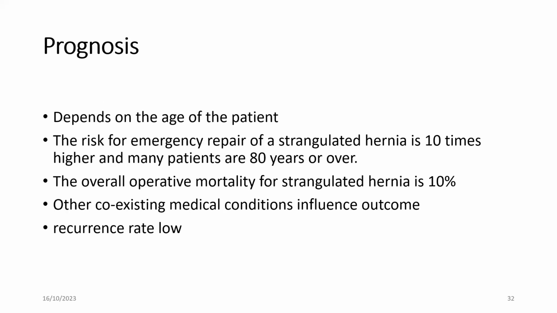The prognosis depends on the age of the patient. The older the patient, the worse the prognosis is. The risk of emergency repair for a strangulated hernia is 10 times higher, and many of these patients are 80 years or over. The overall operative mortality for strangulated hernias is 10%. Other coexisting medical conditions could influence the outcome, and the rate of recurrence is usually low, 10 to 20%.